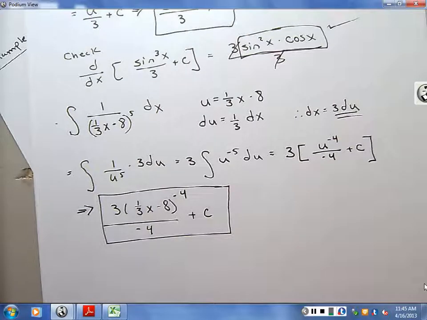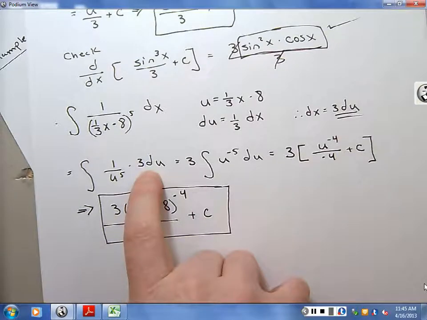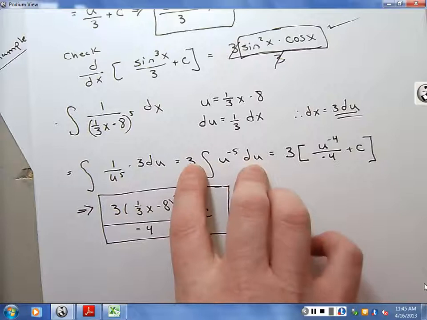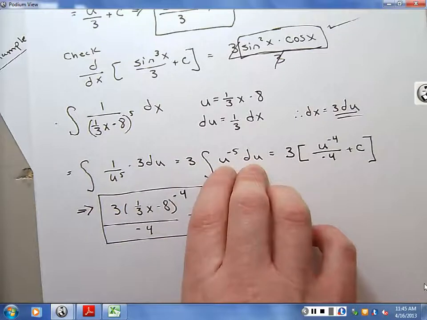Does anyone have any questions? Some of you are looking a little unsure. Question? We could write it 3 du. Yes. In the next step, how do you write that? Is it that this one equals 3, the integral of u to the 5th du?